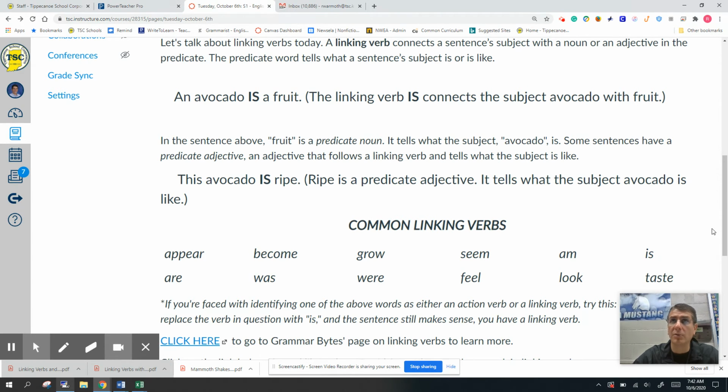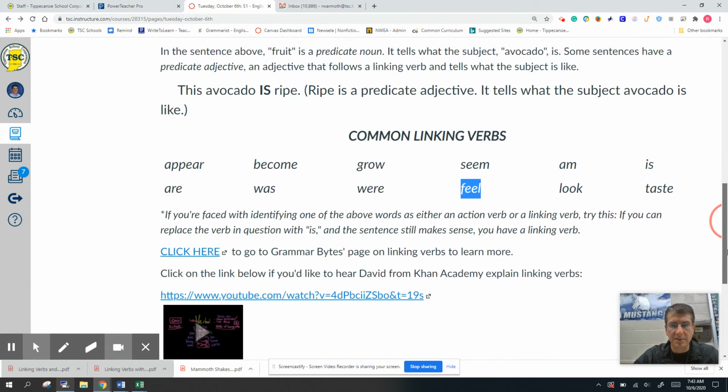Okay? But there are other words that could be either linking or action. Depends on how they're used. So words like appear or become or grow. Feel is a really good one. Look or taste. So let's think about feel. If you say, I feel tired today, I is being linked with this linking verb feel to the word tired. It's describing how I feel, right? That's a linking verb. But if you say, I could feel the horse's mane, or I could feel the horse breathing, that's a different thing. That's an action verb, because you're actually doing something. Okay? So that's the distinction between the two.